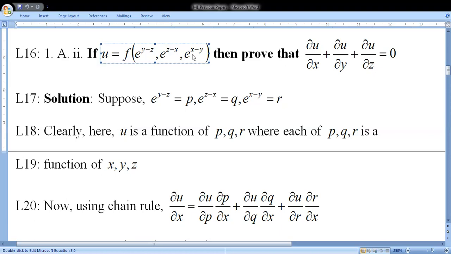So in this step you can replace e power y minus z by p comma q comma r. Then it will be u is a function of pqr, where p is a function of yz. So you can consider p is a function of xyz, q is a function of xyz, and r is a function of xyz.